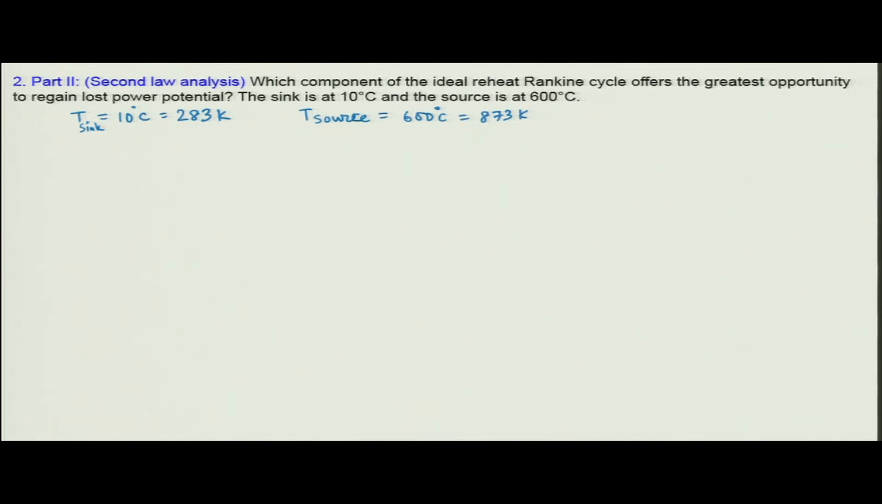So, we have to identify which component of the ideal reheat Rankine cycle offers the greatest opportunity to regain lost power potential. So, what we have to do? We have to calculate the exergy destroyed during different processes. Exergy destroyed is nothing but T naught multiplied by the entropy generated. So, entropy generated will be the entropy at the exit minus entropy at the inlet, and then you have to subtract heat addition divided by the source temperature plus heat rejection divided by the sink temperature. This is a general expression which we have already seen in the previous class. So, you have to use this to obtain the exergy destroyed during different processes.